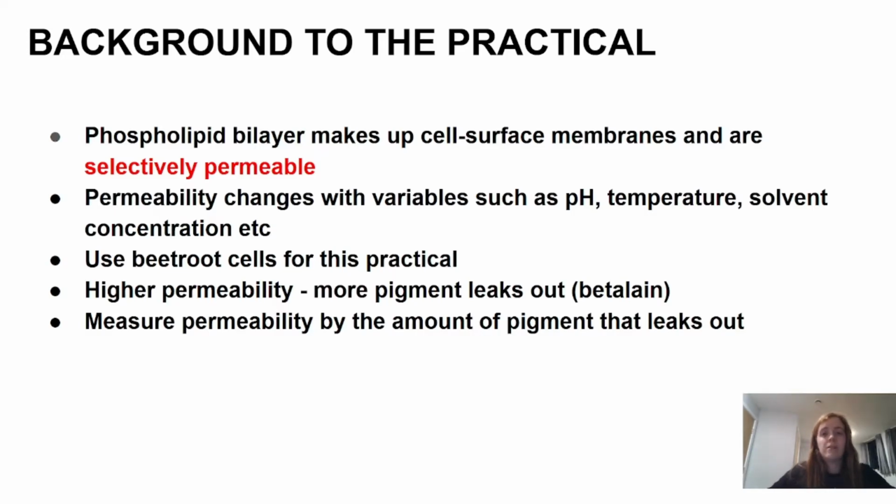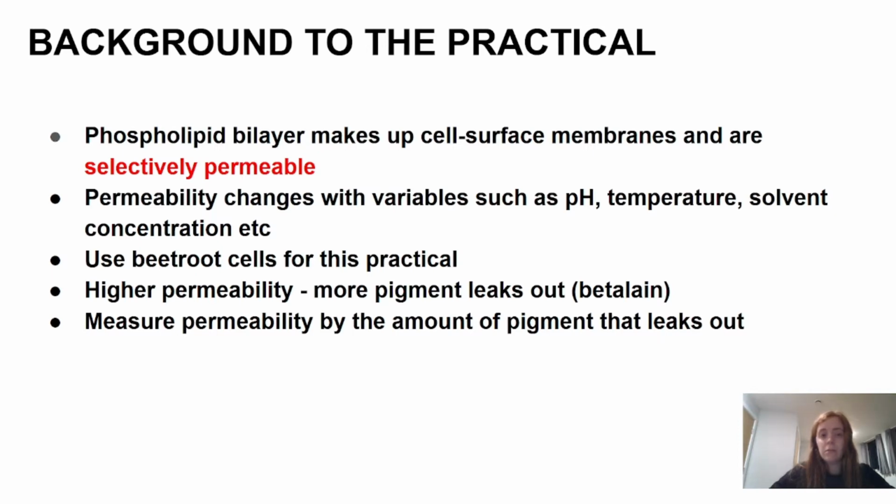A cell surface membrane, that's the membrane that surrounds a cell, is made up of something called a phospholipid bilayer. That term phospholipid bilayer is really important to know because it comes up all the time in exams. The phospholipid bilayer makes up cell surface membranes and they are selectively permeable. I've highlighted that term in red because that is also really important to remember. Selectively permeable basically means that it only allows certain things in and out.